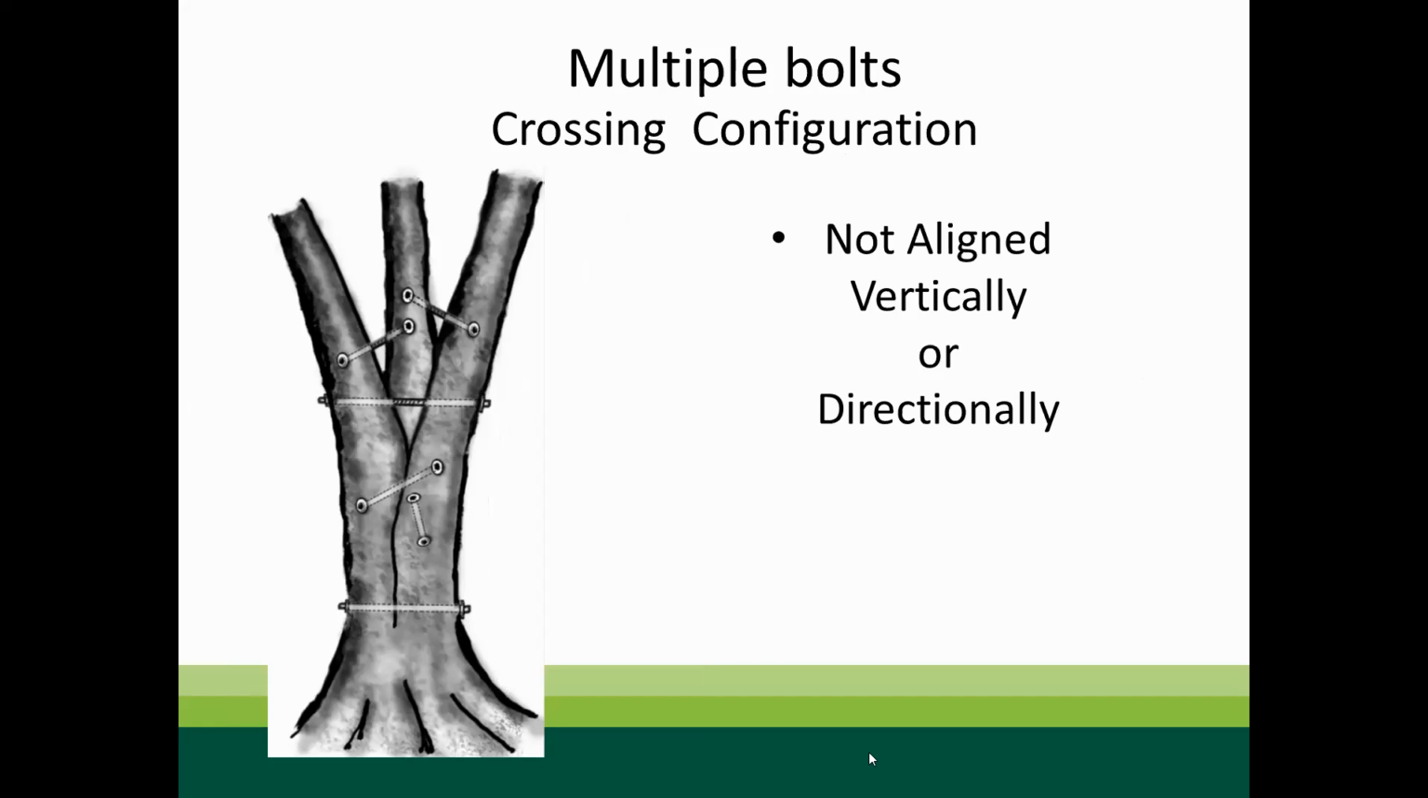All right, so multiple bolts, crossing configuration. The crossing configuration is made up of 2 or more bolts that are not in alignment vertically or directionally. So this one's pretty good. I actually prefer to do, well, on smaller trees you can do parallel, that's fine. For larger ones, like this 3-stem section that all split apart, you can put your bolts in so they're not aligned vertically or directionally.